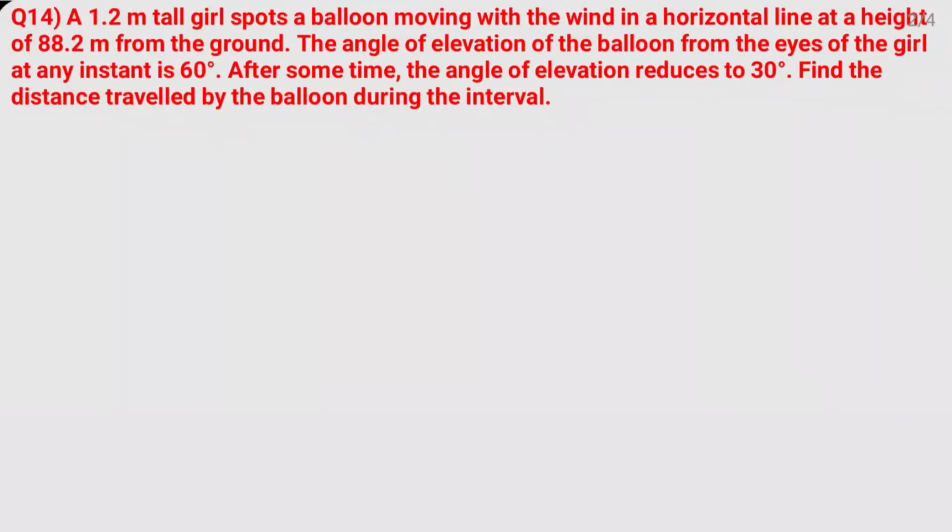A 1.2 meter tall girl spots a balloon moving with the wind in a horizontal line at the height of 88.2 meter from the ground. The angle of elevation of the balloon from the eyes of the girl at any instant is 60 degree. After some time, the angle of elevation reduces to 30 degree. Find the distance traveled by the balloon during the interval.